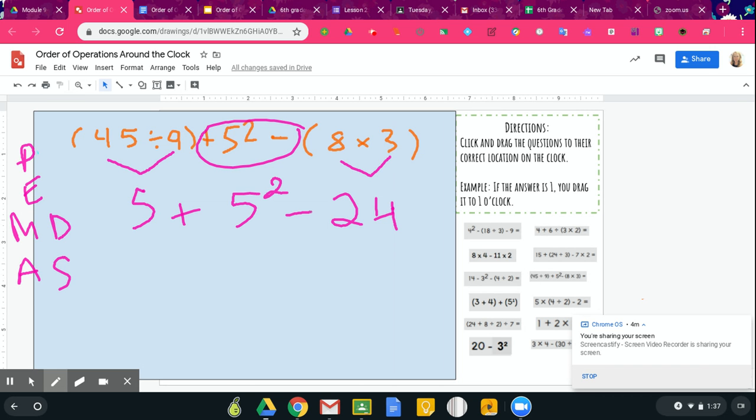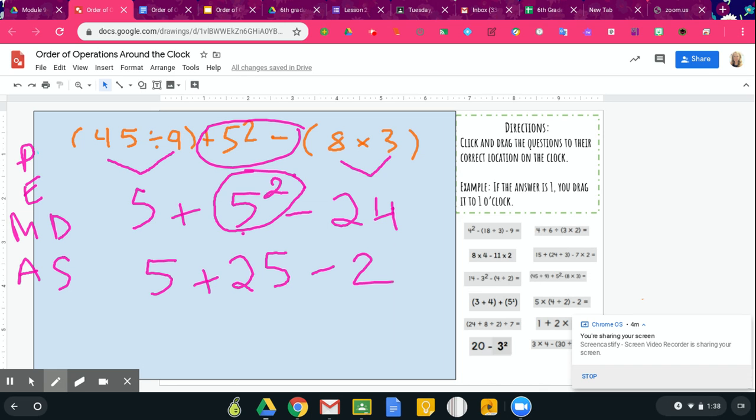So now when I look at it, I have an exponent, and then I have a plus sign and a subtraction sign. After the P is E, and E stands for exponent. So we have to solve this part next. And 5 squared is 5 times 5, which would be 25. So now I have 5 plus 25 minus 24.